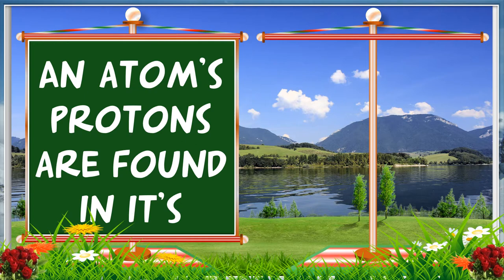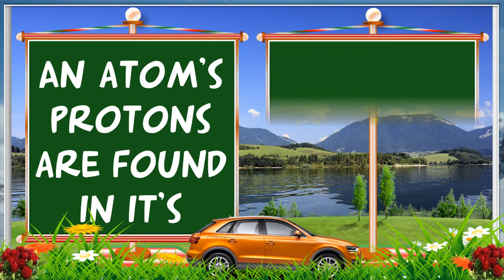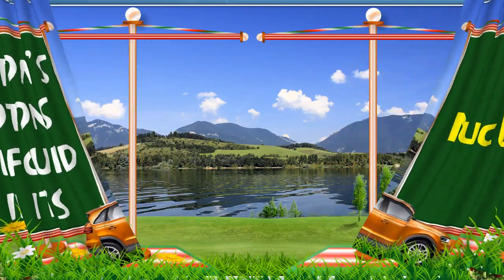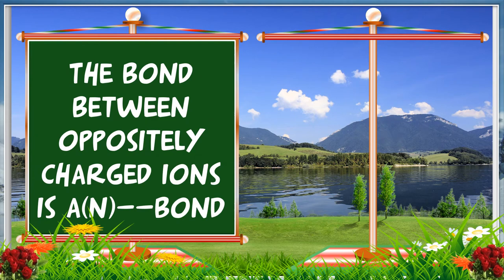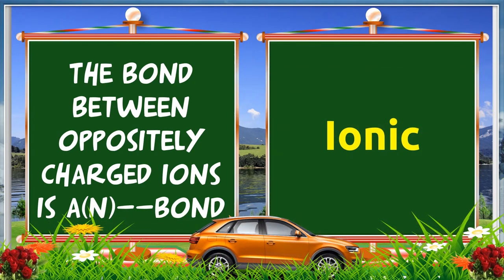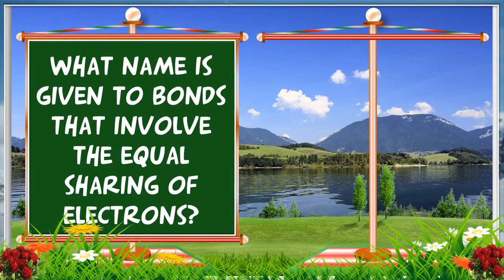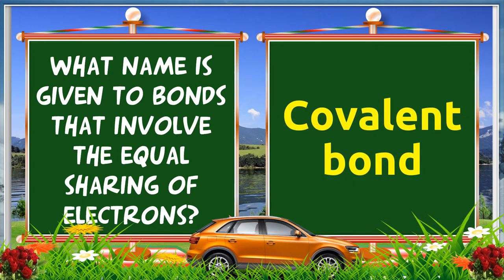An atom's protons are found in its nucleus. The bond between positively charged ions is a dash bond. Ionic. What name is given to bonds that involve the equal sharing of electrons? Covalent bond.